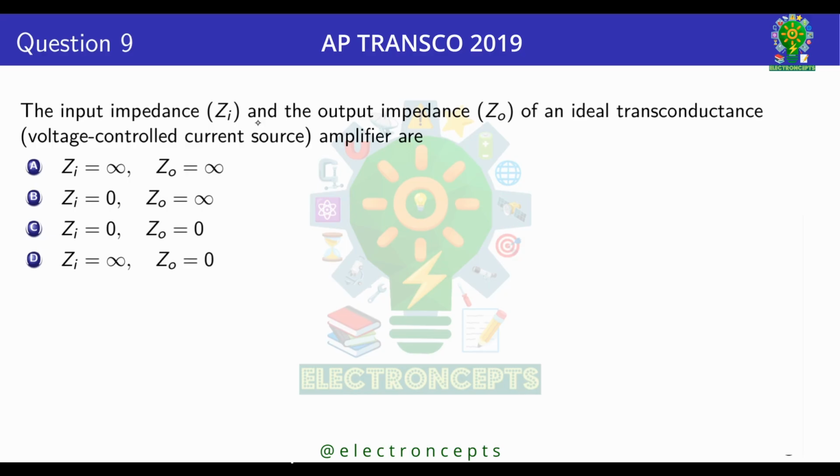A transconductance amplifier acts as a voltage controlled current source, which is I0 equal to Gm into Vi. Voltage control means it should not draw any current from the source. Therefore, Zi must be infinity. Similarly, since it is a voltage controlled current source, an ideal current source must maintain a constant current regardless of load resistance. Therefore, an ideal current source has an infinite output resistance, which means Z0 is equal to infinity. Therefore, option A is correct.